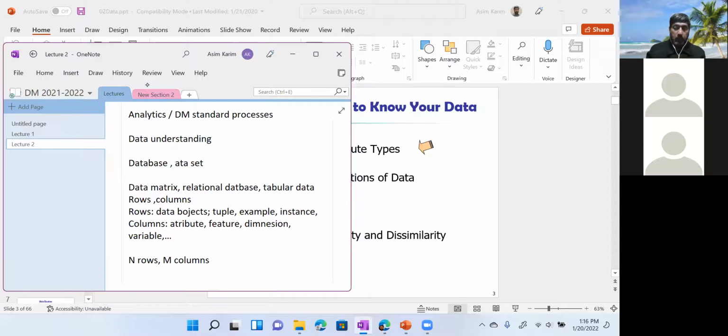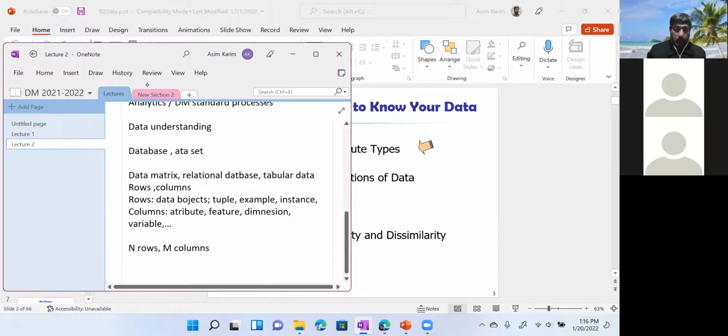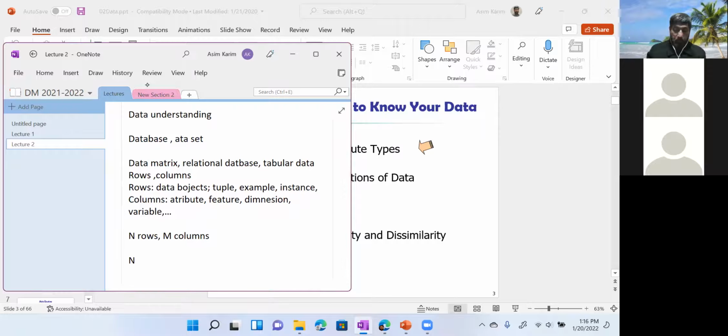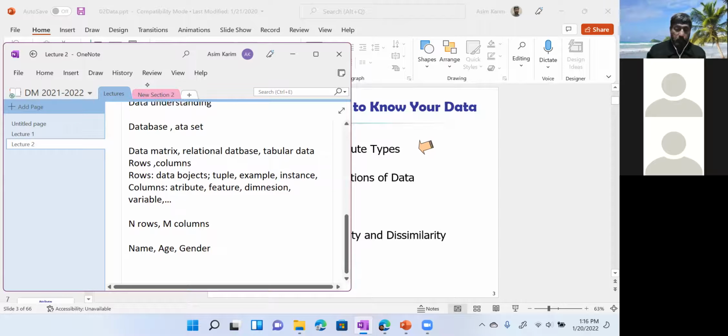So this is a 2D matrix, a data matrix. Each row represents a different data object. Each column gives you the value for a specific attribute for each object. So for example, let me define a database with name as an attribute, age as an attribute, and gender as an attribute. And then we have various rows.